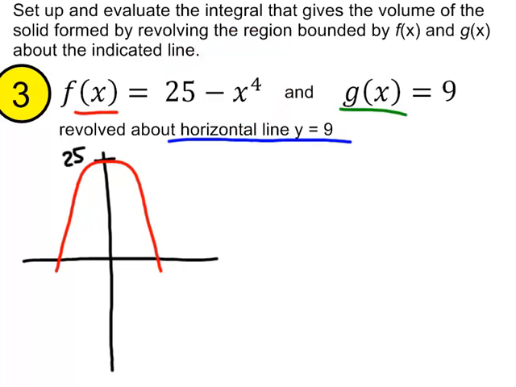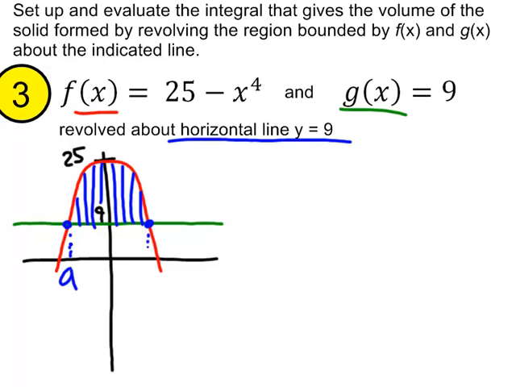Okay, there we go. And we'll now turn our attention to g of x. g of x equals 9. That's just going to be a horizontal line 9 units above the x-axis. So this is the region that we're interested in. And that region starts at this value, which we'll call A, and this value, which we'll call B. Notice those are not the same things as the x-intercepts of f of x. They're probably close, but they're not the same thing.